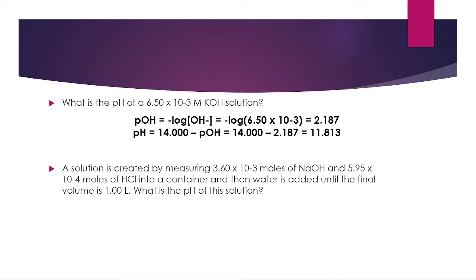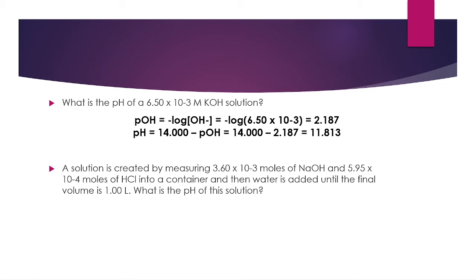A solution is created by measuring 3.6 times 10 to the negative 3 moles of NaOH and 5.95 times 10 to the negative 4 moles of HCl in a container, and then water is added until the final volume is 1 litre. What is the pH of this solution? This is a bit more tricky. You know 2 bits of information that are important in this one.